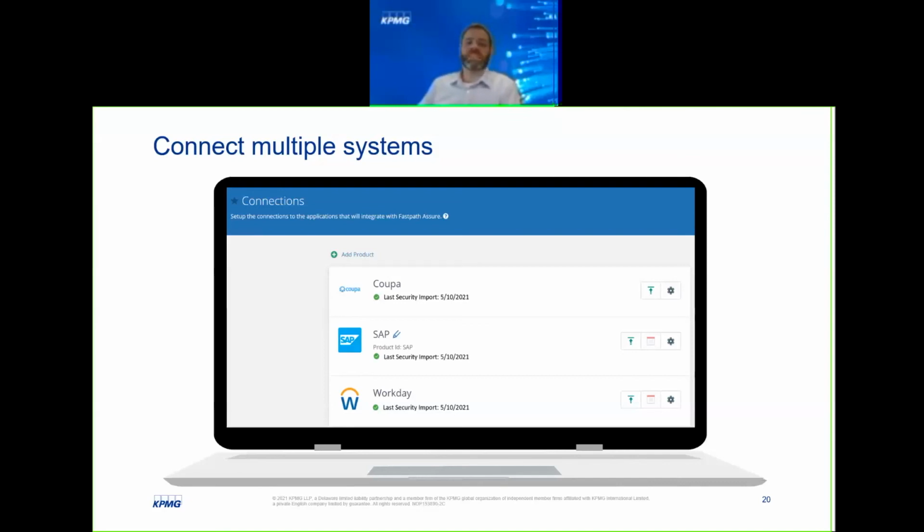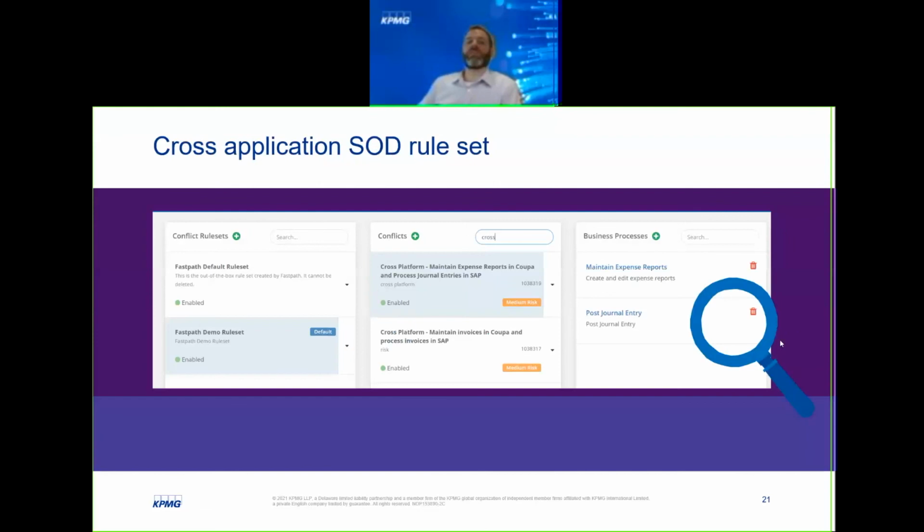As we move to the next slide, then it becomes how do we define these rules, right? In this one, we have our different rule sets across these apps, and we have them defined at the function level to define what is a cross-app SOD. In this example, it is maintain expense reports within Coupa, which conflicts with post journal entry within SAP.